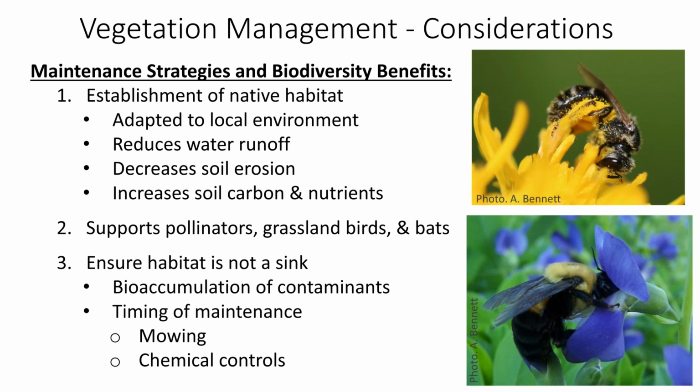Native vegetation can certainly help support pollinators, especially if we're including a lot of floral resources into that mix. So we can be attracting bees and butterflies and other beneficial insects. It also supports nesting and overwintering habitat for these insects, as well as grassland birds. It can support other biodiversity such as bats, mammals, and even reptiles at the site.